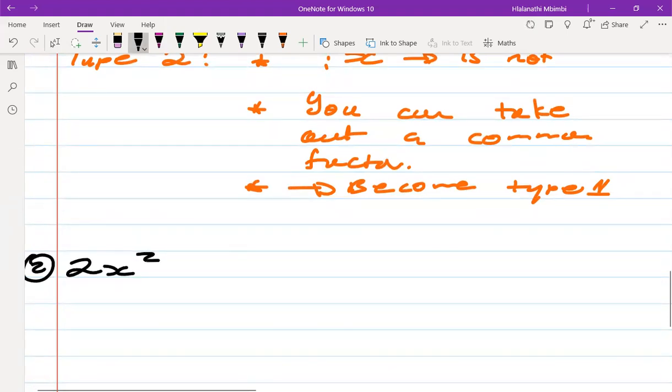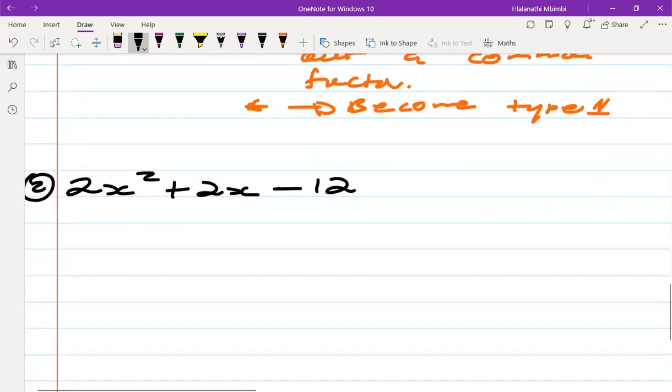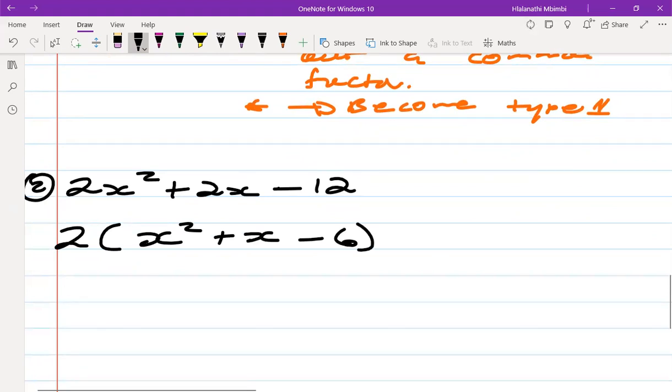2x squared plus 2x minus 12. Similar though. Anyway, here we do have a common factor. When you look at this expression, especially knowing that every time you factorize, you must take a common factor, you realize that you can take out a common factor of 2, and you are left with 2 times (x squared plus x minus 6). Now what you're factorizing is this thing inside here.